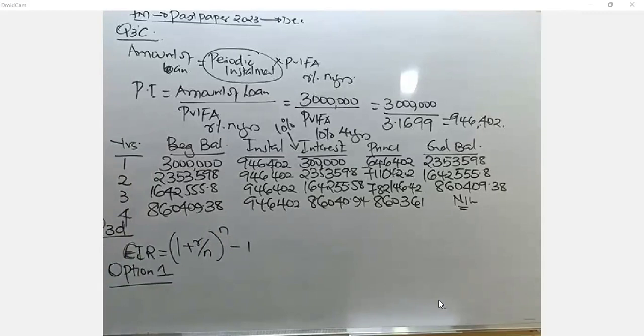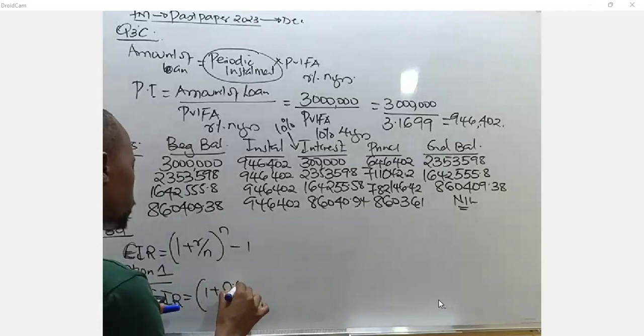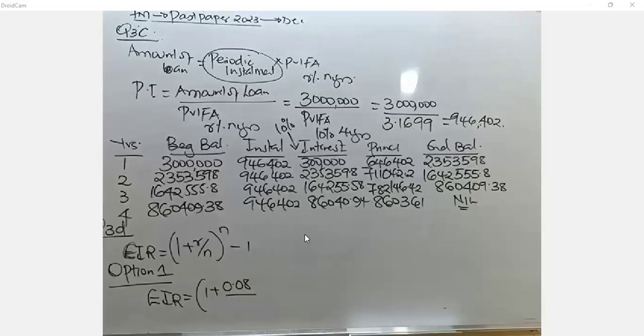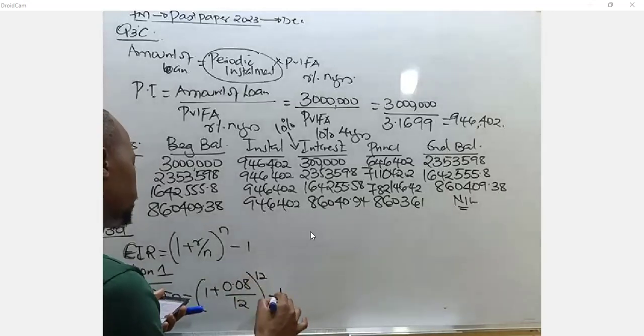The rate is 8%. So using the EIR, I take 1 plus our rate, 0.08, divided by the period n. As per the question, it is monthly interest, and we are doing our analysis per year, because the investment will take the whole year. So n in this case will be 12. We raise to the power 12, minus 1.